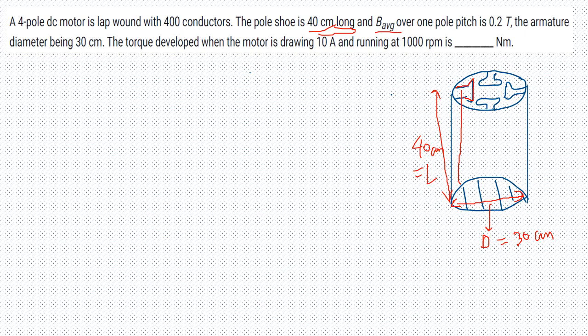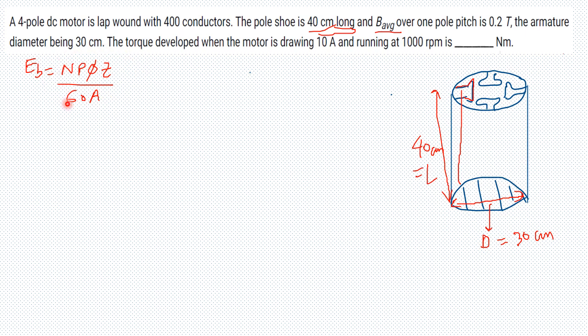Now what he is asking us is what is the torque developed. What we can do first is, we know that the back EMF EB is equal to NPphiZ over 60A. Here N is the speed of the machine, which is 1000 rpm. P is the number of poles, which is 4. Phi is not known, but we have to find this phi. Z is the number of conductors, which is 400. And A is the number of parallel paths; it is lap wound, so A equals P, hence A is equal to 4.